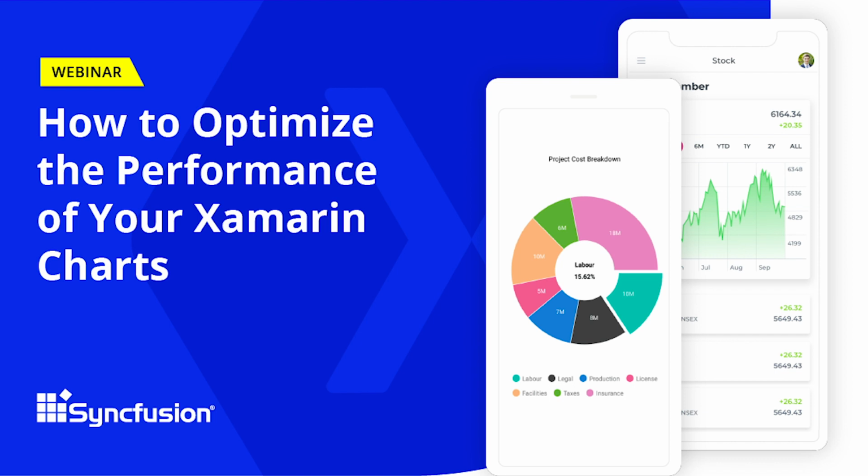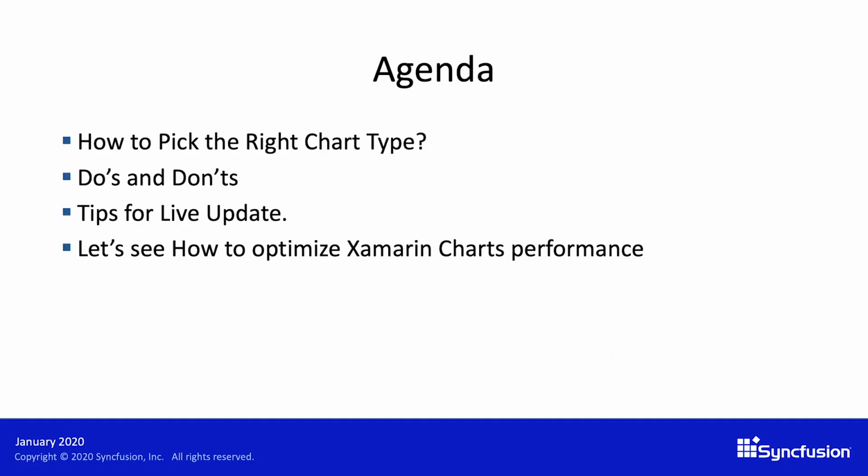Without further delay, let's see the agenda of the session. First, we will see how to pick the right chart type when using a larger number of data points. Do's and don'ts: in this section, we will see what optimizations can be done at the application level to get the best possible performance when loading more than 100k data points. Tips for live update. Finally, let's see how to optimize Xamarin chart performance at the application level.